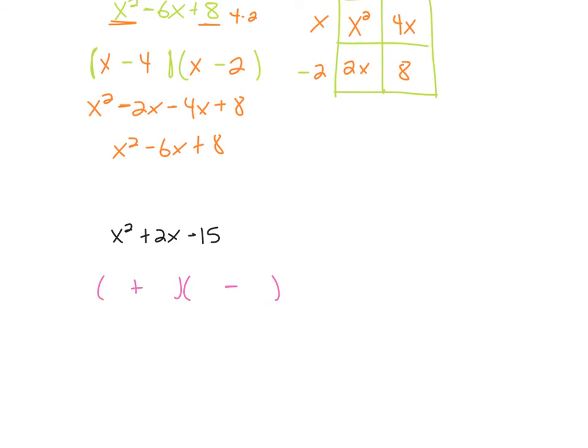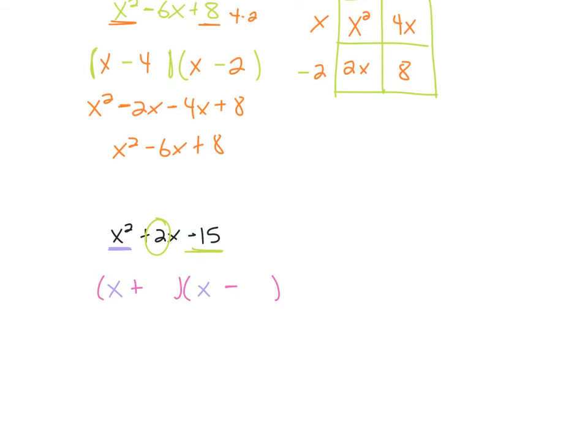And now it doesn't matter which order they go in. I could have put the minus first and the plus second, but it is going to then affect which numbers go in which place. All right, so in the front, I still want two things that multiply to x squared. Well, that's still x and x. All right, and in the back, I want two things that multiply to negative 15 and then combine for 2, in this case, positive 2.